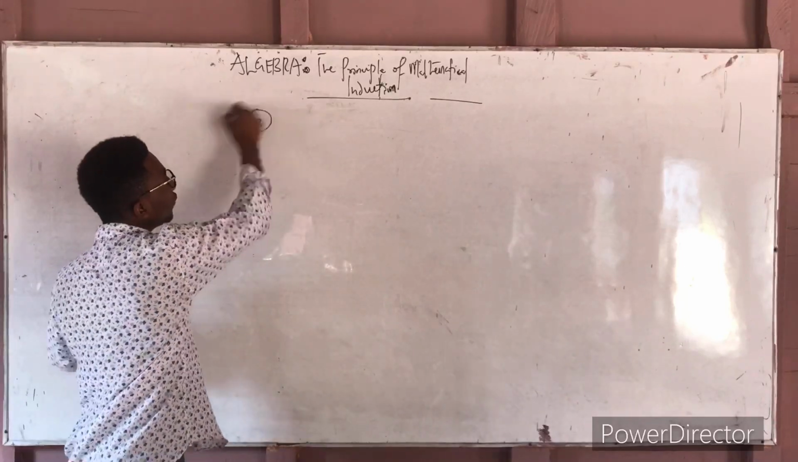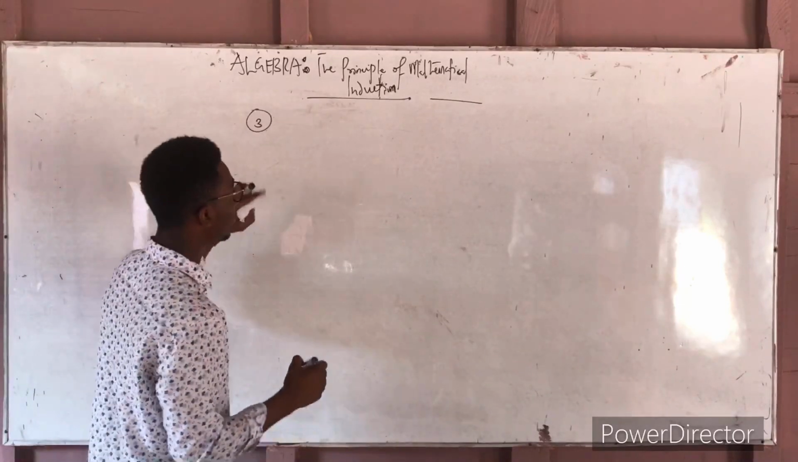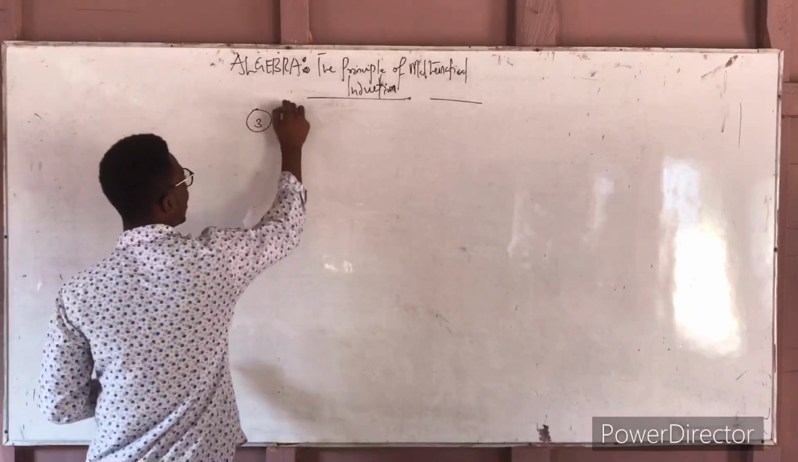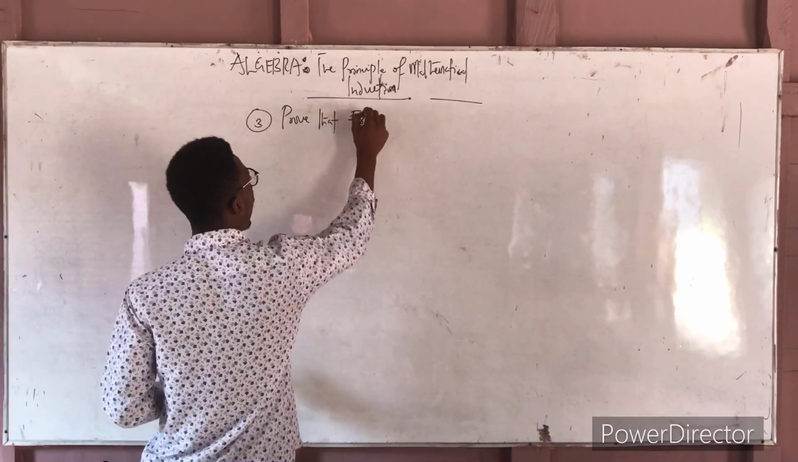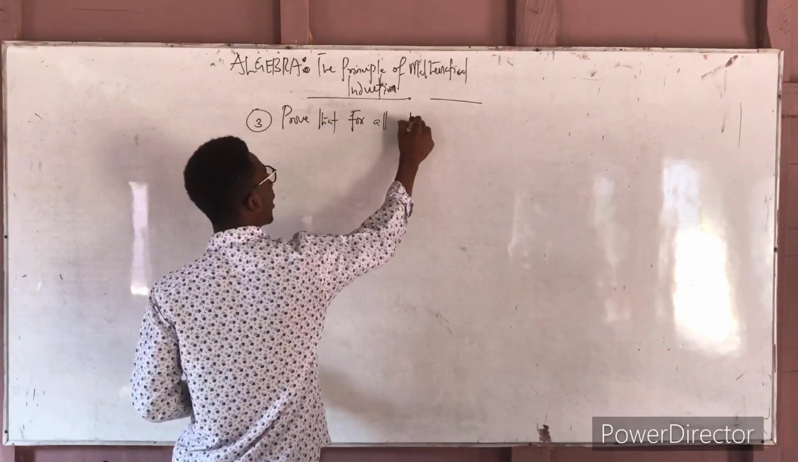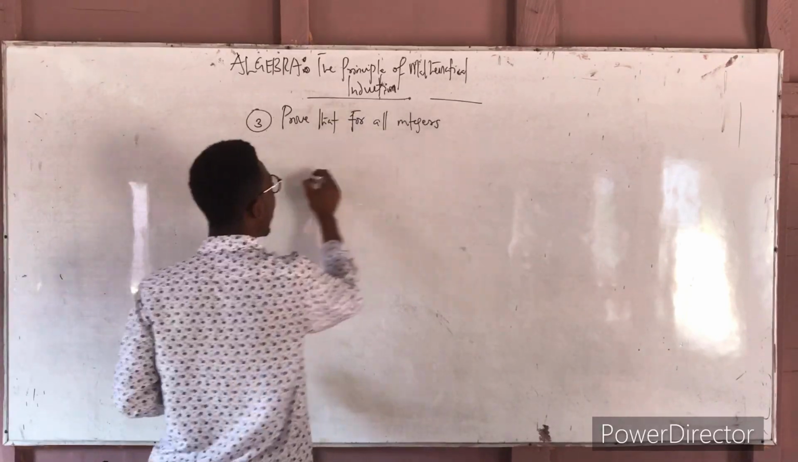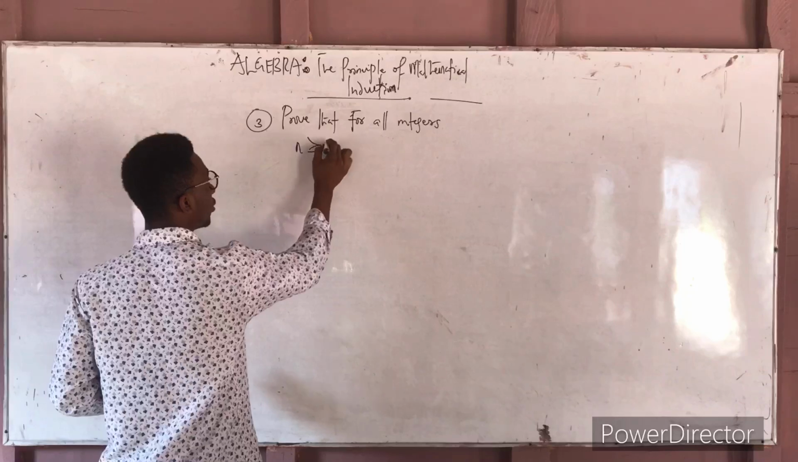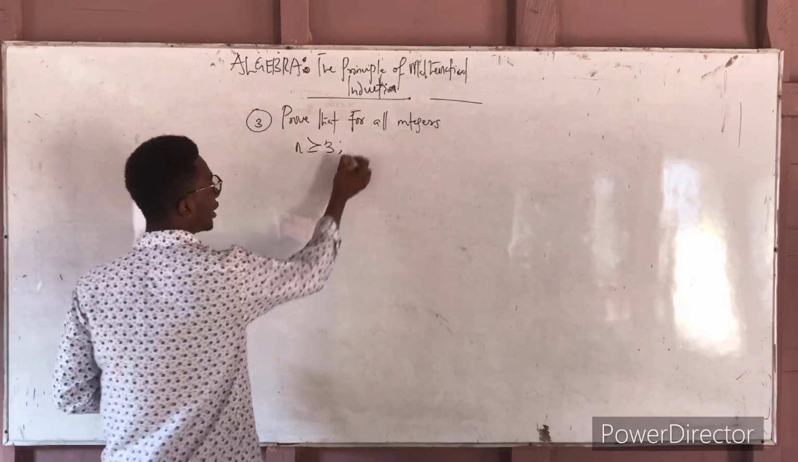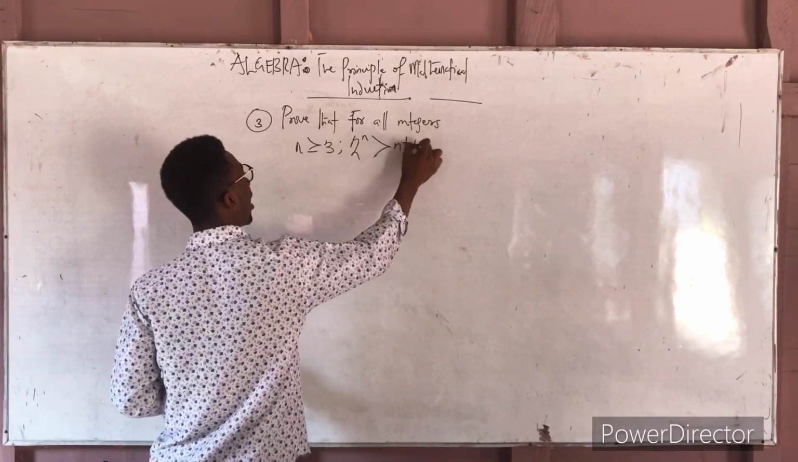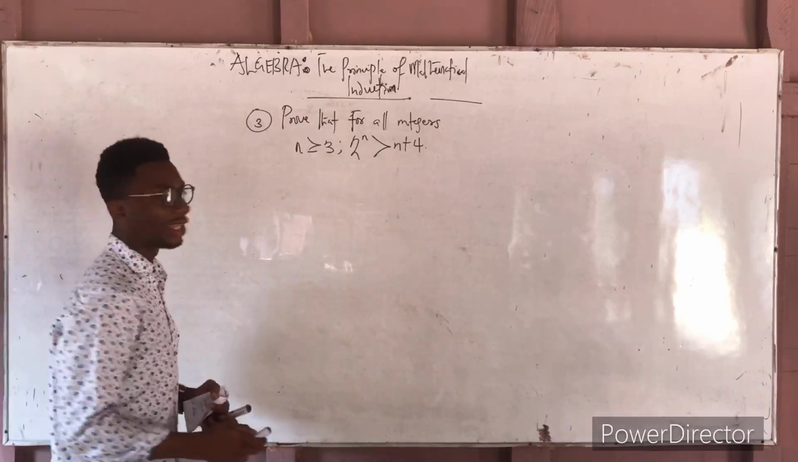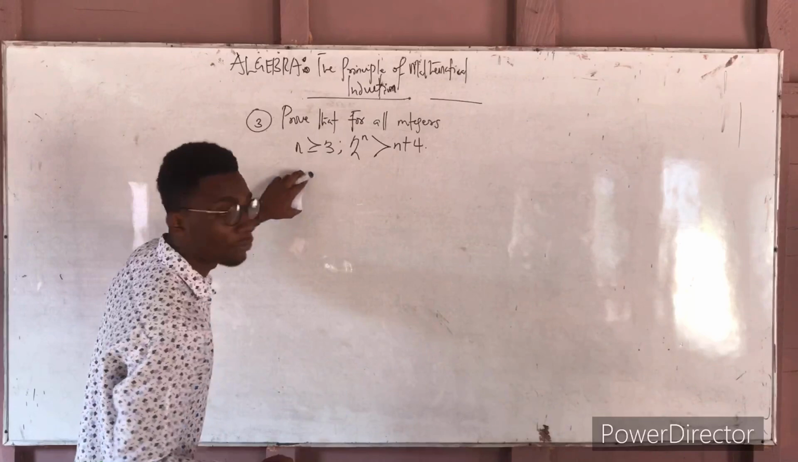Okay, so we're still with examples. I want us to solve the last example under mathematical induction. And the example says that we should prove that for all integers n greater than 3, this formula holds: 2 to the power n should be greater than n plus 4. Okay, so this is the last example I want us to solve.